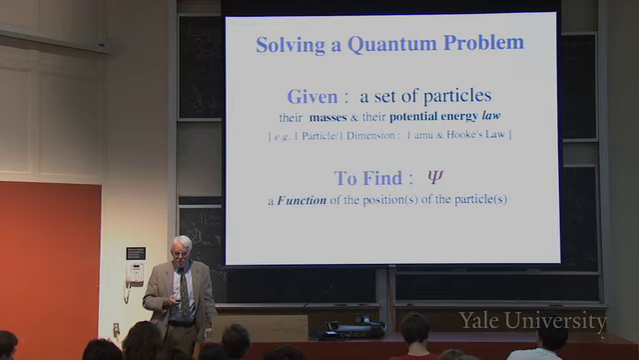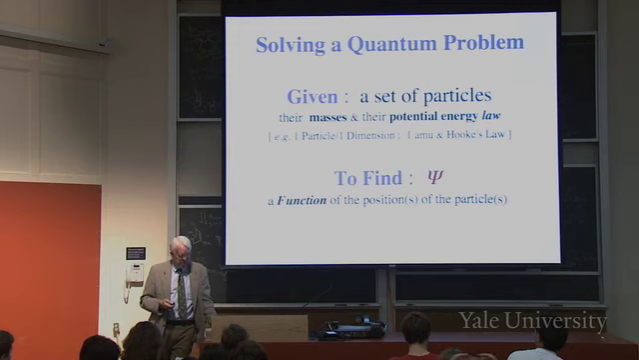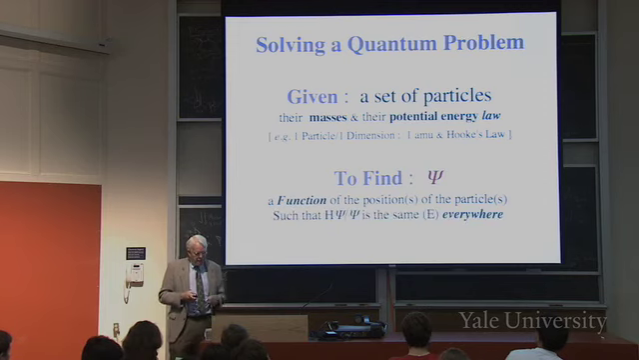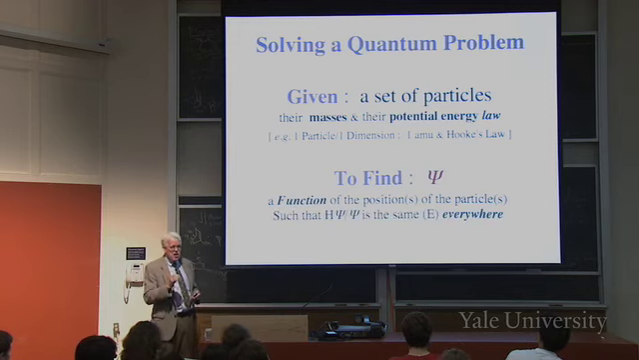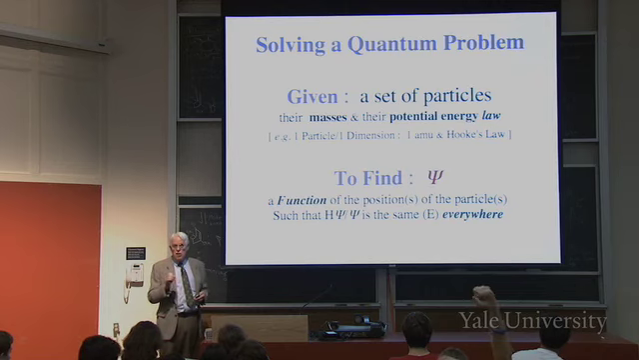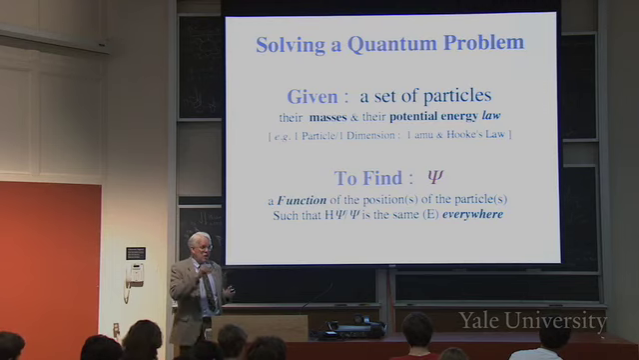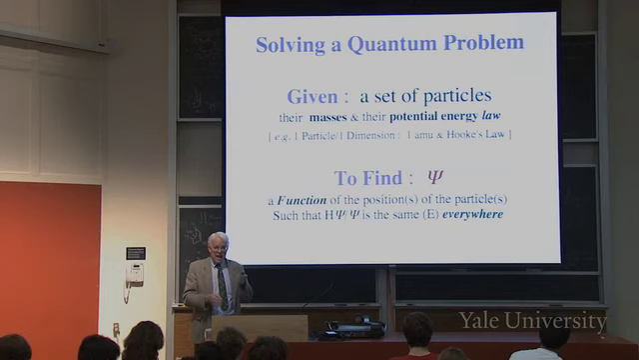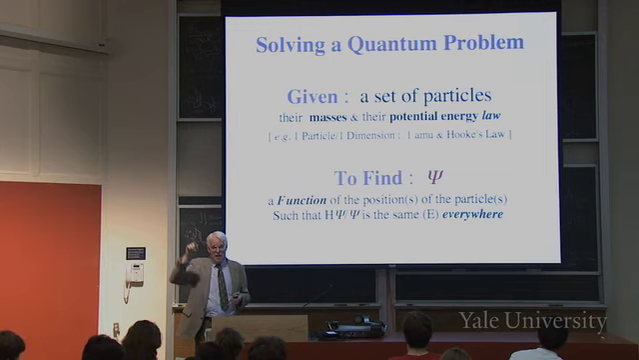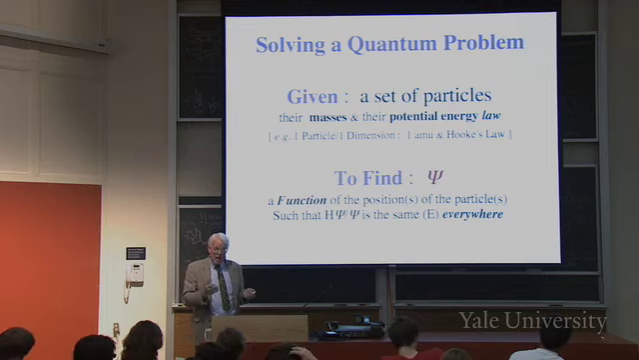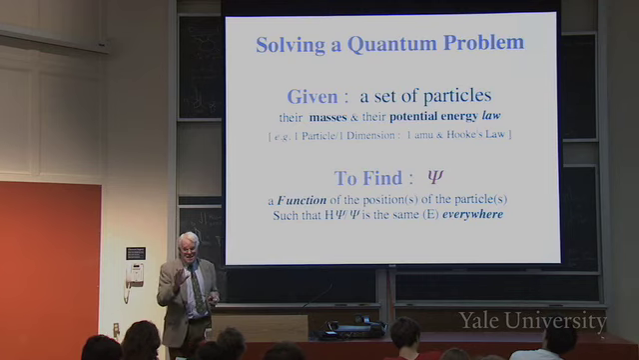Positions of the particles, and if you're further on than we are, time as well, maybe spin even. But that function has to be such that H psi over psi is the total energy. And the total energy is the same no matter where the particle is, right? Because the potential energy and the kinetic energy cancel out. It's like a ball rolling back and forth. The total energy is constant, but it goes back and forth between potential and kinetic energy, right? Same thing here. No matter where the particles are, you have to get the same energy.